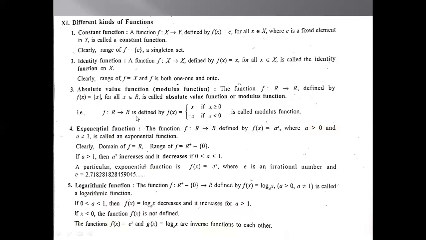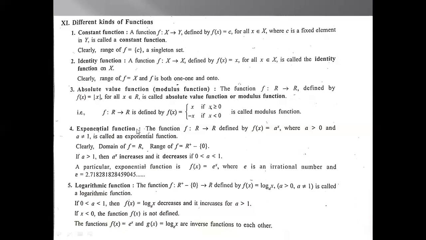That is, f: R to R defined by f of x is equal to x if x is greater than or equal to 0, and minus x if x is less than 0, is called the modulus function. Here, once again, f of x is equal to modulus x, which is plus x if x is greater than or equal to 0, and f of x is equal to modulus x, which is minus x if x is less than 0. This is called the modulus function.